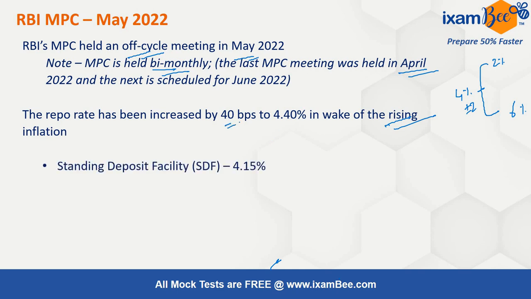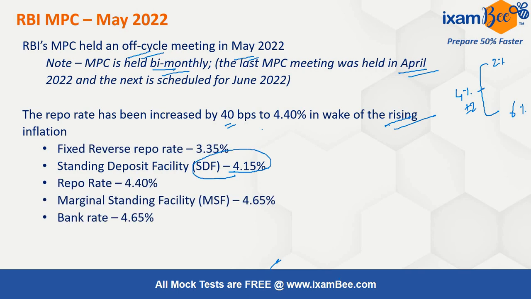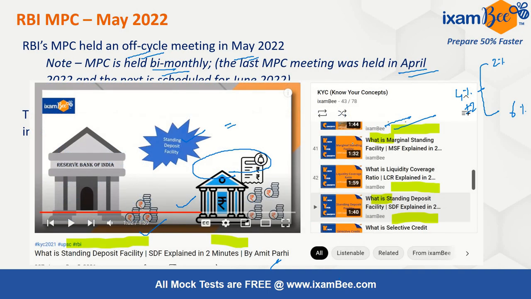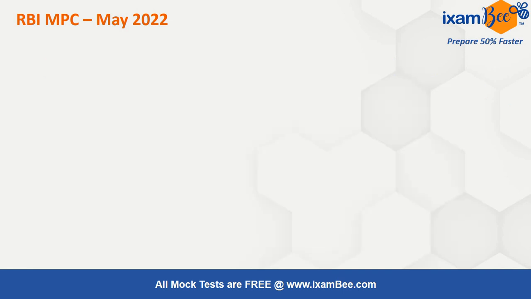In this meeting, RBI increased the repo rate by 40 bps. Is there any change in SDF? And what is SDF, by the way? Standing Deposit Facility. Also, you need to know the reverse repo rate, the marginal standing facility rate, and the bank rate. And do you still remember what the policy corridor is? You may comment on all these in the comment section, and you need to go to these videos to understand these concepts of marginal standing facility or standing deposit facility. We upload this KYC series video, Know Your Concept. Concepts are very, very important if you want to crack the exam.